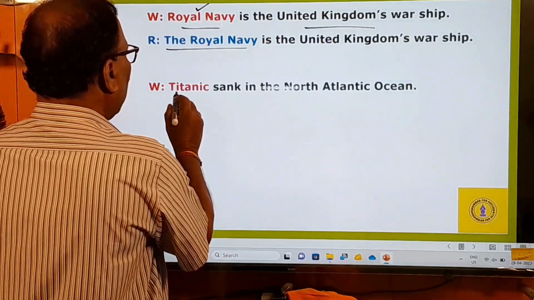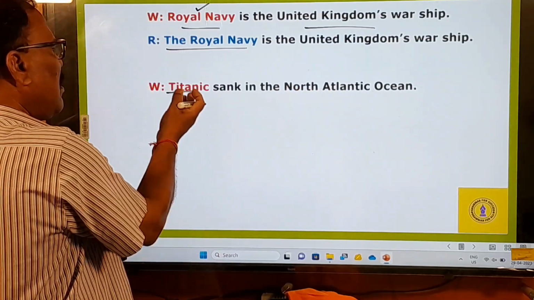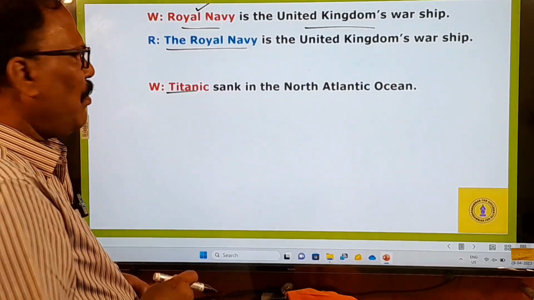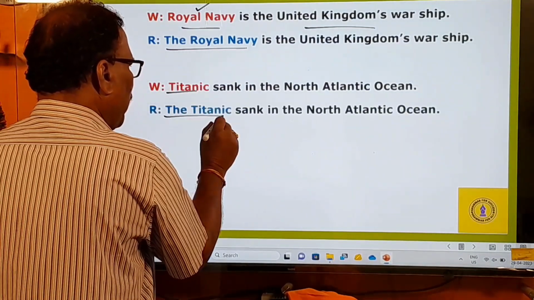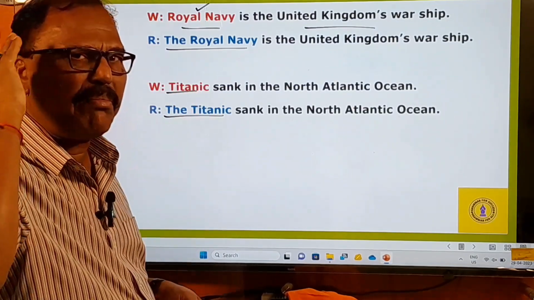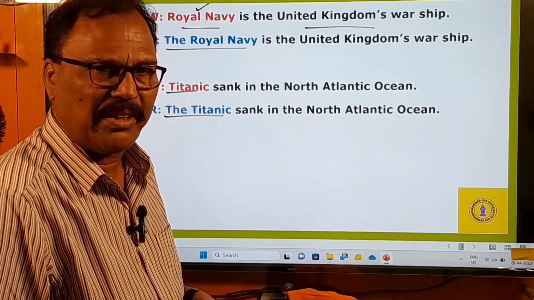And here, Titanic sank in the North Atlantic Ocean. There is an error in this sentence. Simply saying Titanic is a mistake. What should you say then? The Titanic, because it's the name of a ship. Therefore, you should immediately remember the rule: before the names of ships, we must use the definite article the, right?